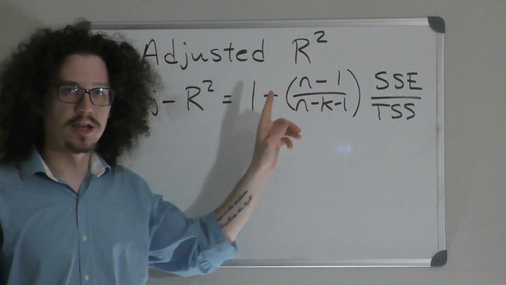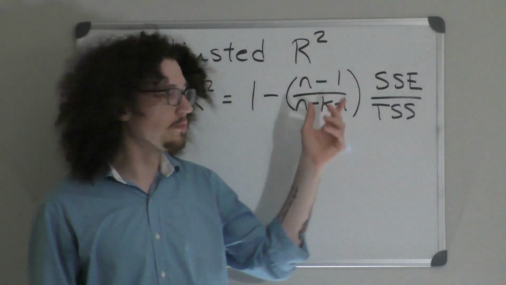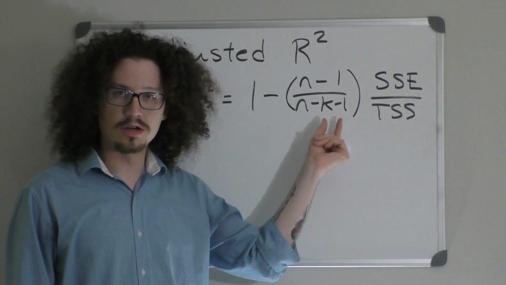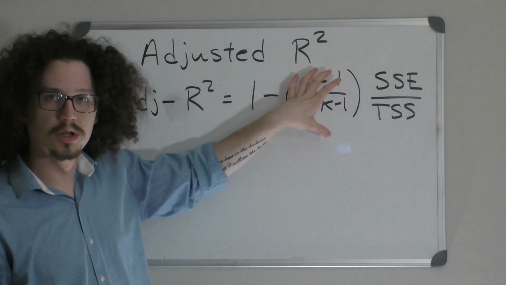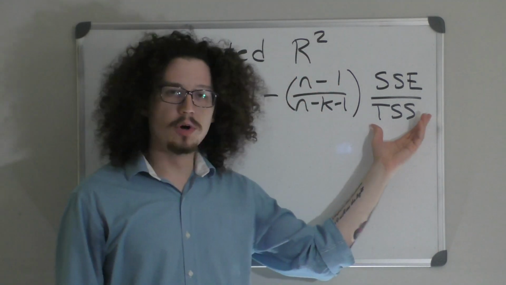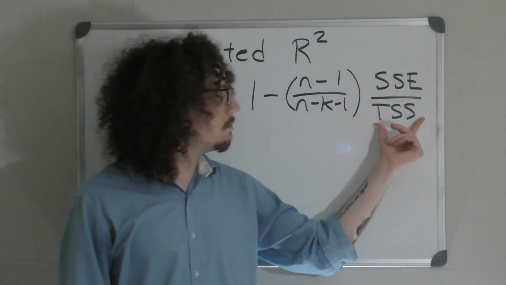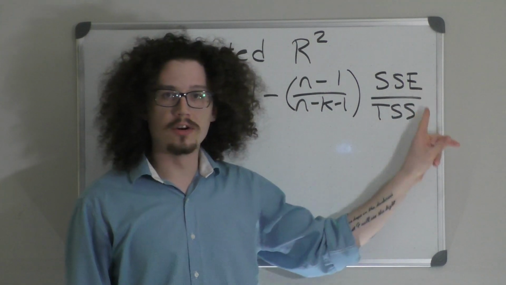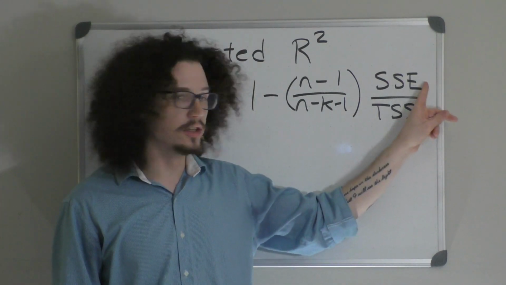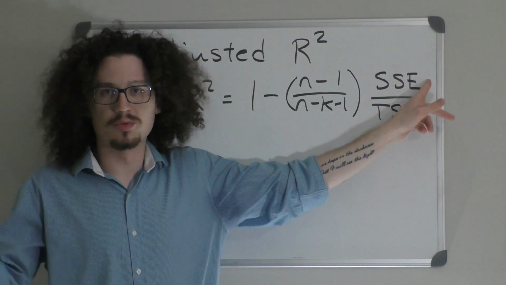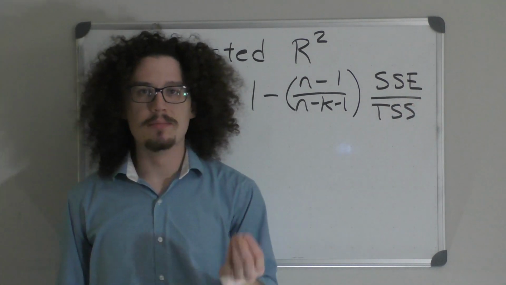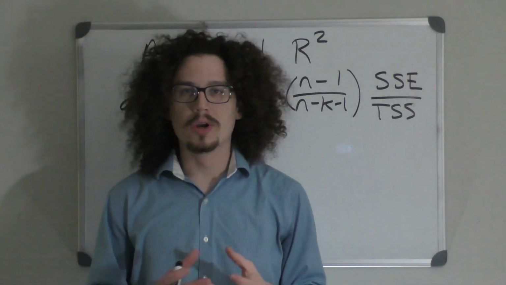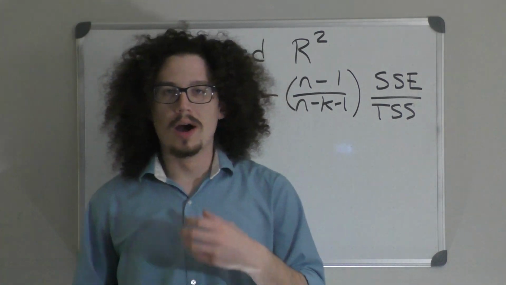as k increases, all else equal, if k is increasing, then this denominator is getting smaller, which makes the term as a whole larger. And so when we multiply that larger number by the ratio of error to total variation, error variation that's just random variation to total variation, it makes that ratio larger. So then when we subtract it from 1, we're getting a smaller number.